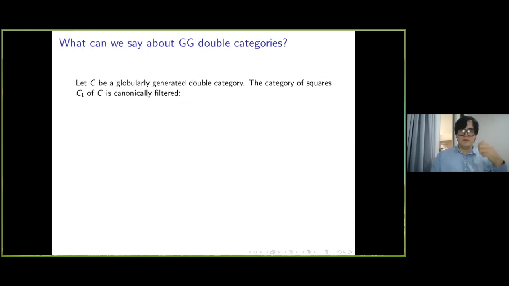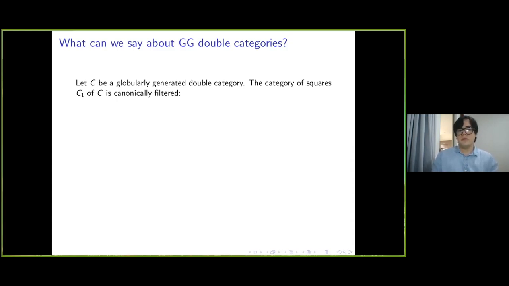Okay, so we defined globularly generated double categories. We parameterize double categories through globularly generated double categories. We said that these are the minimal solutions to the problem that we're interested in. They seem like trivial double categories, but they're not. But they also seem like something that we should be able to understand somewhat. Yeah, we can understand them somewhat, so we can say something about them.